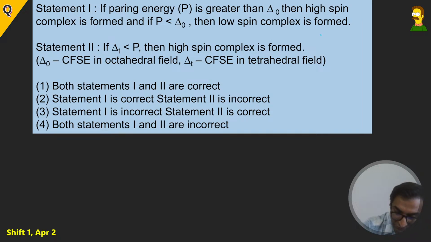Lovely question, and this one is absolutely correct. What about this? If delta T tetrahedral energy is lower than pairing, then high spin complex. Yeah, ये भी सही है, क्योंकि अगर splitting कम है, energy कम है, तो pairing नहीं होगी तो high spin complex बनेगा. Excellent question. Makes you spend a little bit of time on it, but if you are familiar with the theory, you'll be like, yeah, easy marks, move on.